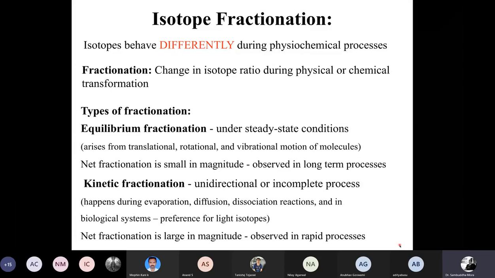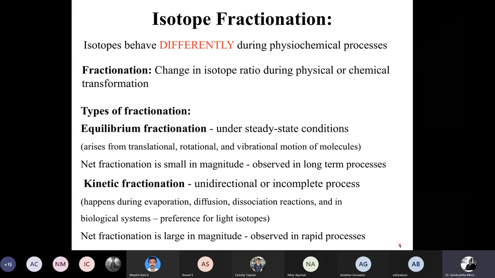Okay. Now, in terms of fractionation, what we mean is that it's a change in isotope ratio during any physical or chemical transformation. Without a physical or chemical transformation, there cannot be any fractionation. So there has to be a change in the composition, a change from one reservoir to the other. Simple evaporation, simple precipitation is a good enough physical process to cause fractionation. Okay? Precipitation causes a large amount of fractionation.